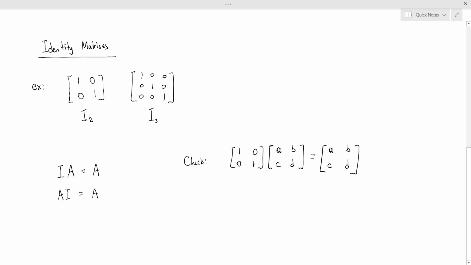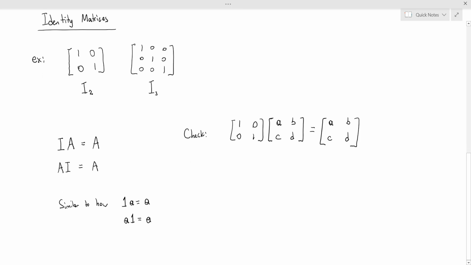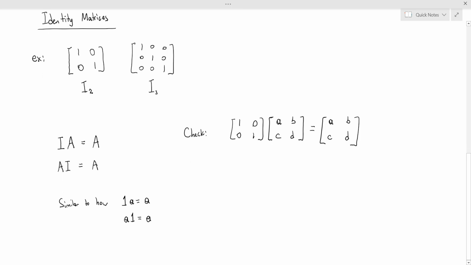All right, so this property of identity matrices, notice how similar that is to the number 1. It's similar to how 1 times any number will just give you that number. So in other words, identity matrices are the matrix version of the number 1. Okay, so that's kind of the main takeaway that you can take from this.